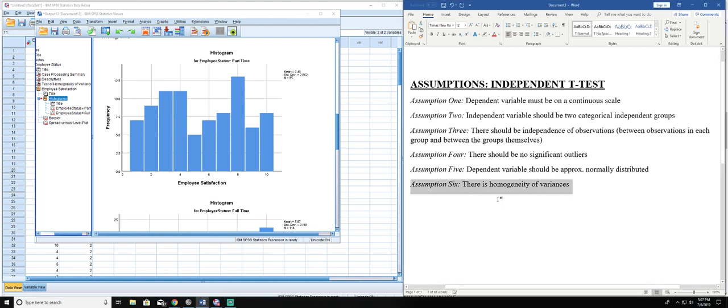Assumption 6 states that there is a homogeneity of variances between our two groups. What in the heck does this mean? So, variance is the measure of spread of your data. And that kind of sounds familiar, right?